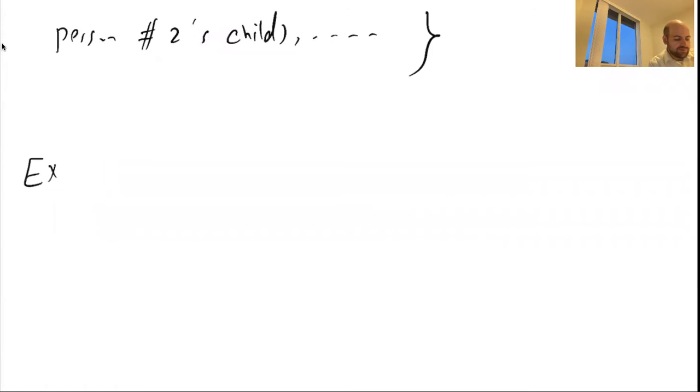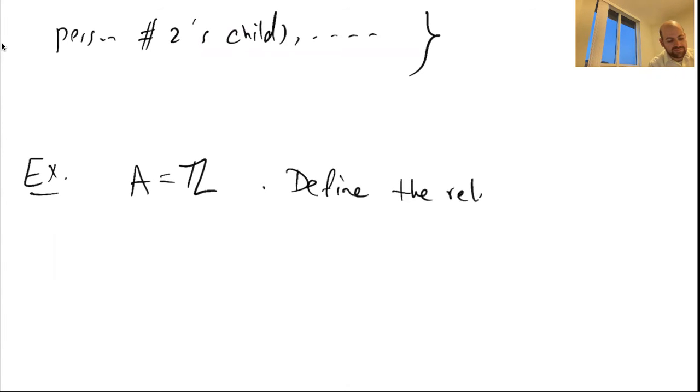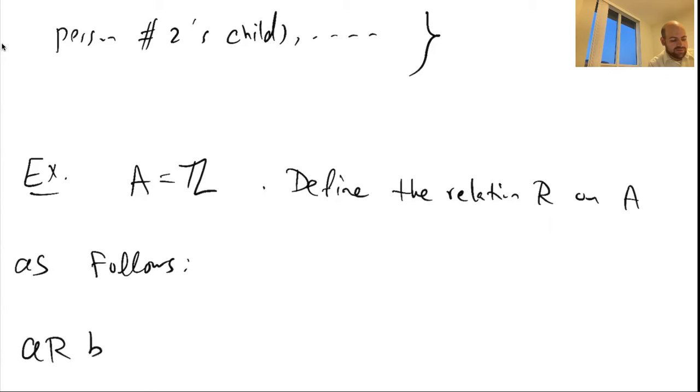Another example: let A equal the set of integers. Define the relation R on A as follows. aRb if a is less than or equal to b.